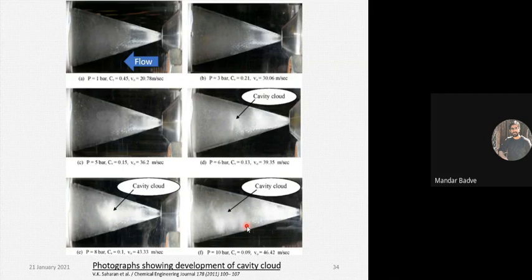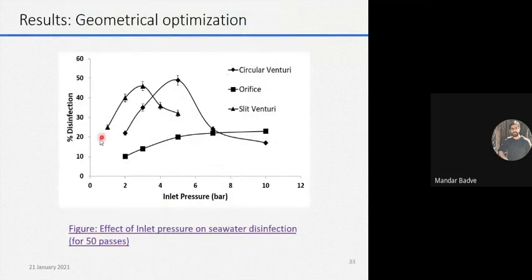And when that cavity cloud formation takes place, your intensity of collapse reduces. Why? Because the collapse of one cavity gets dampened by the collapse of another cavity, because you have so many cavities inside your cavitation chamber that the overall intensity goes down, as the intensity of one cavity gets absorbed by the other cavity. Therefore, your efficiency goes down. So we observed that initially the disinfection increases, then it decreases as well. Therefore, it is also important to operate your cavitating devices at optimum conditions.